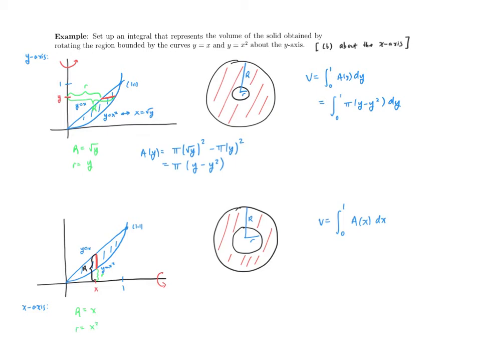With that in mind, the area of our washer is pi times big R squared minus pi times little r squared. Similarly, again, we can simplify this if we want. Pull out a pi, and we have x squared minus x to the fourth left over. So the volume of this solid when we revolve the region about the x-axis is the definite integral from 0 to 1 of pi times x squared minus x to the fourth.